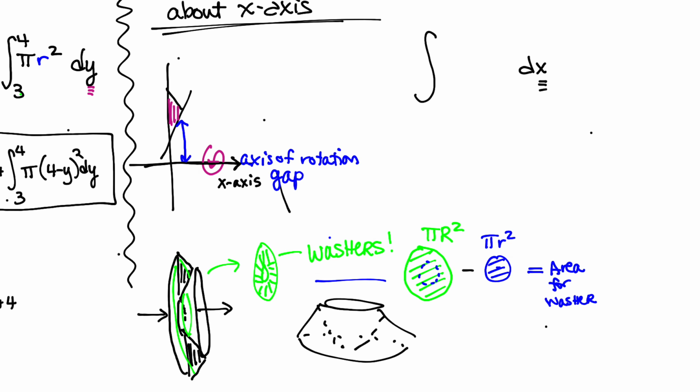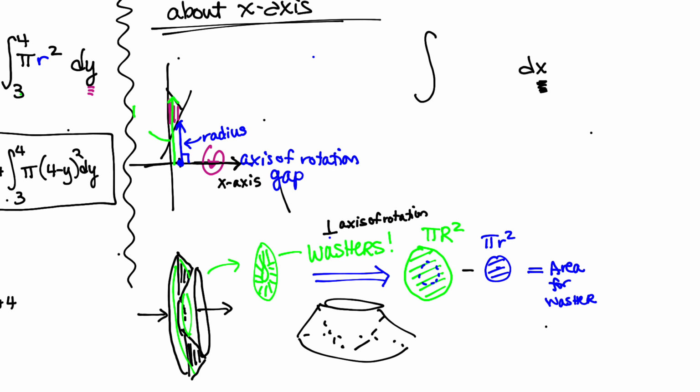So let's do this. This guy up here. Let me erase this so we have a picture. This guy up here, when we make our washers, will be perpendicular to the axis of rotation, just like our disks. If they're perpendicular to the axis of rotation, that means we will integrate along the x-axis. And that also means the radiuses are perpendicular to the axis of rotation as well.